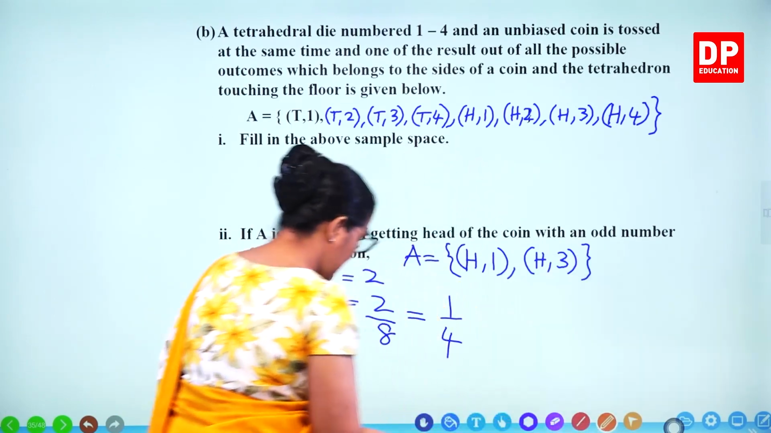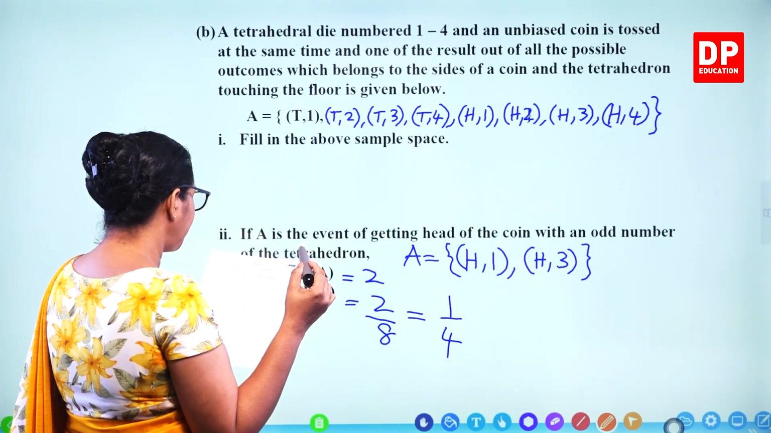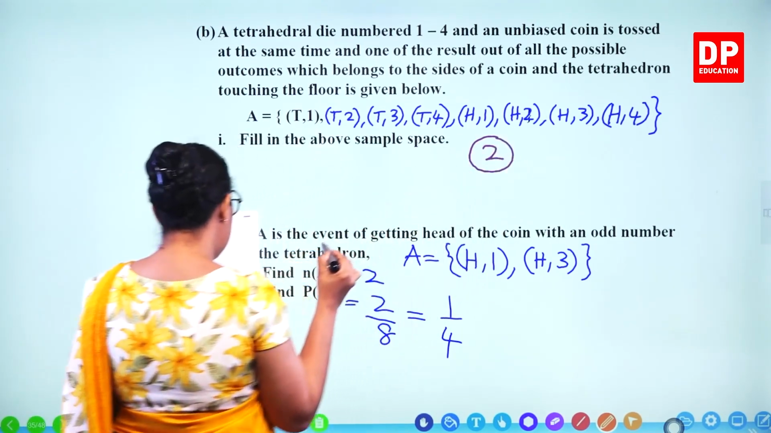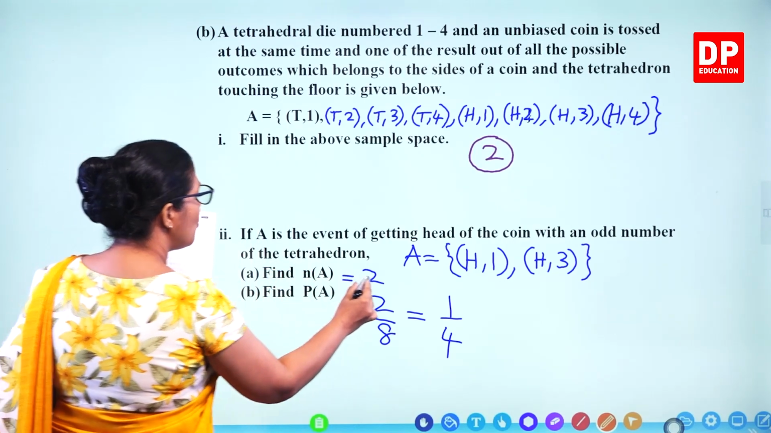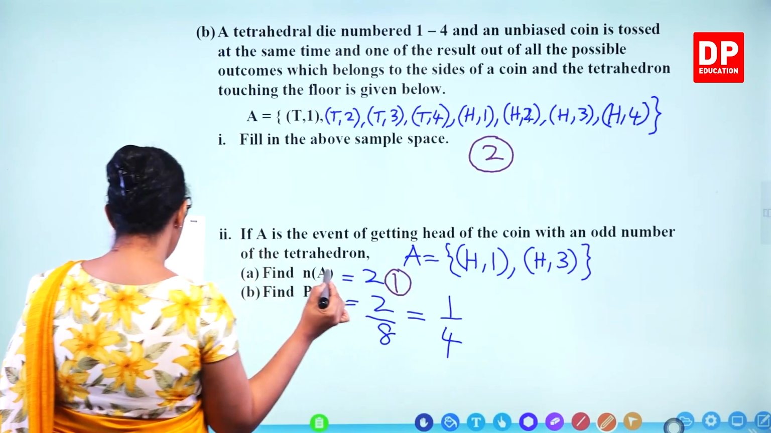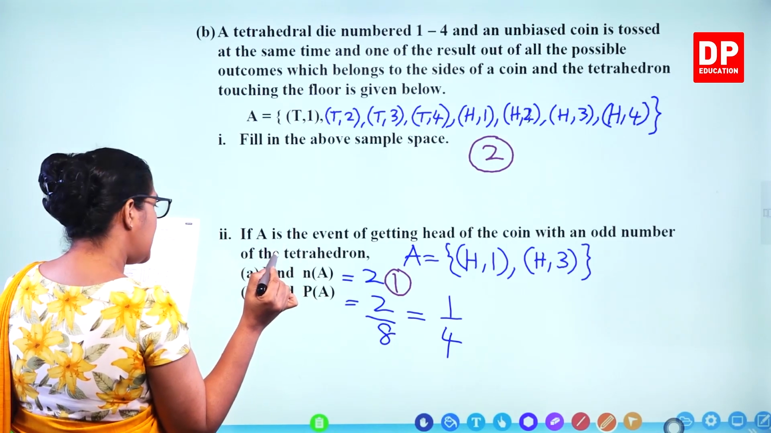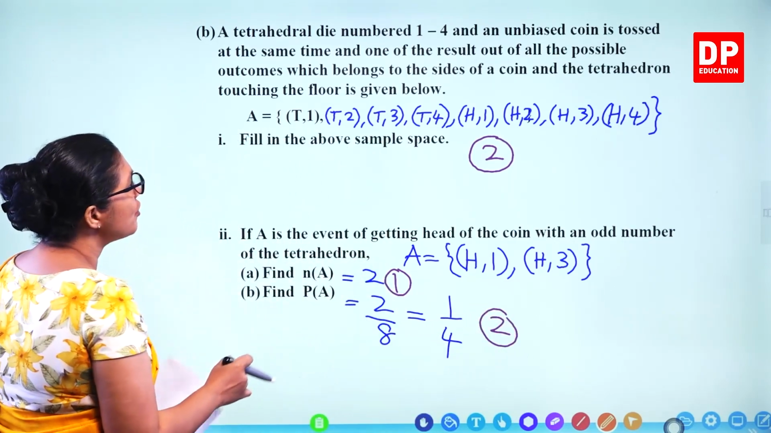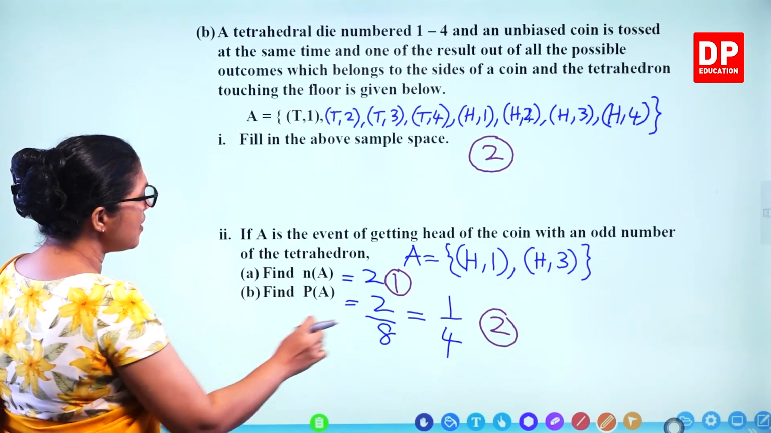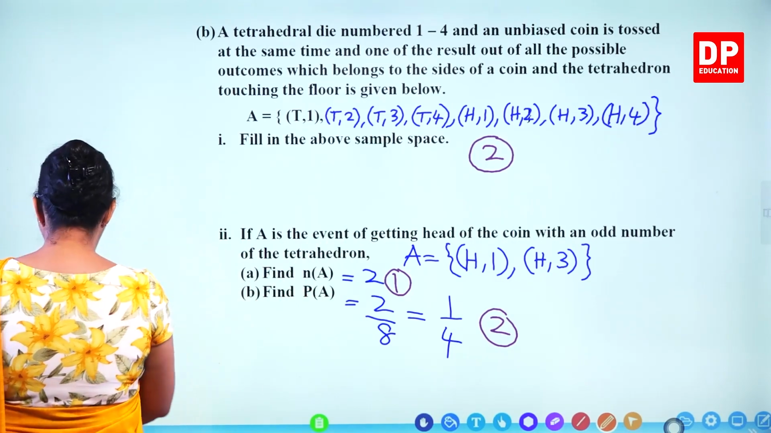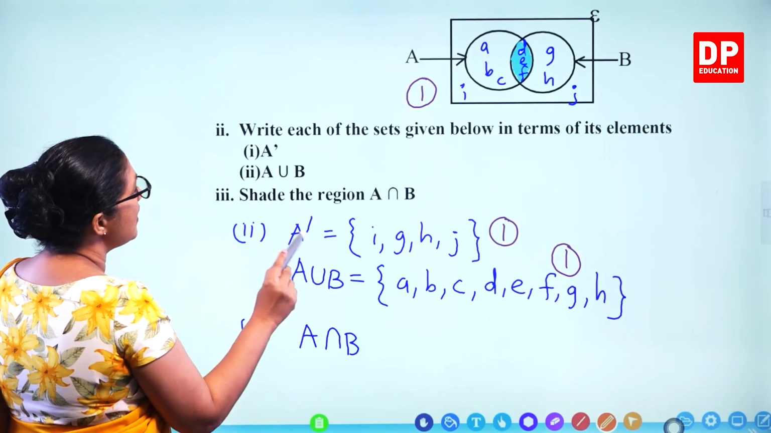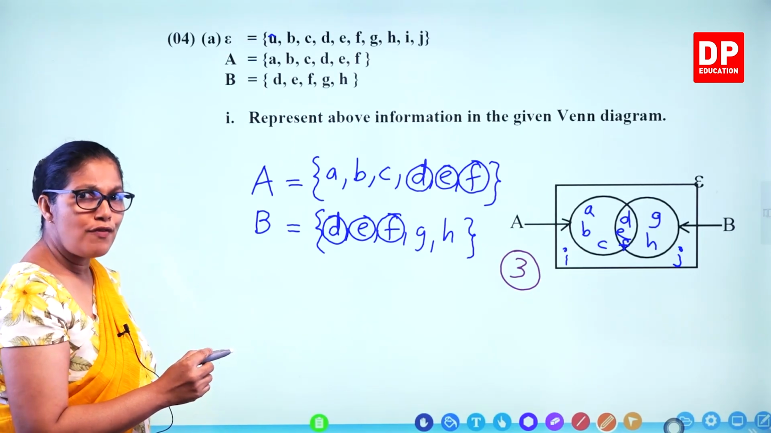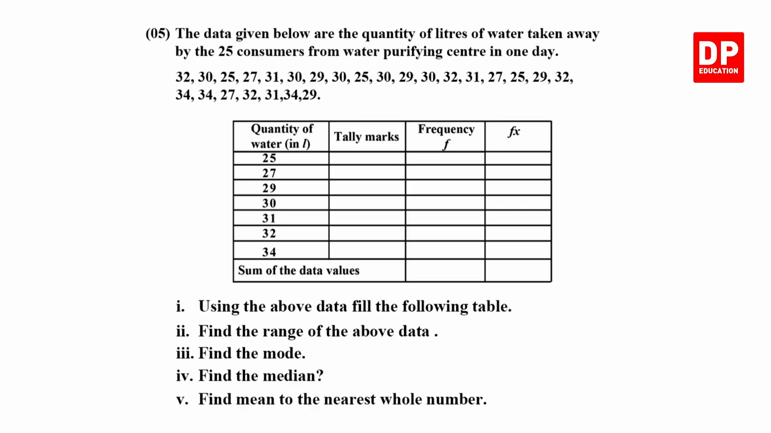So how many marks for this one? You are getting 2 marks for writing all possibilities, 1 mark for finding the probability 2 over 8, and 2 marks for 1 over 4. So altogether we'll see whether we gave 11 marks. 3 plus 2, 5, 6, 7, 8, 9, 10, 11. So question number 4 we gave 11 marks.